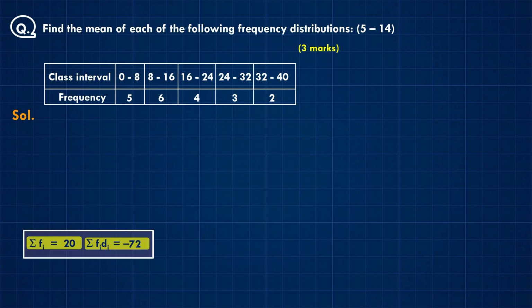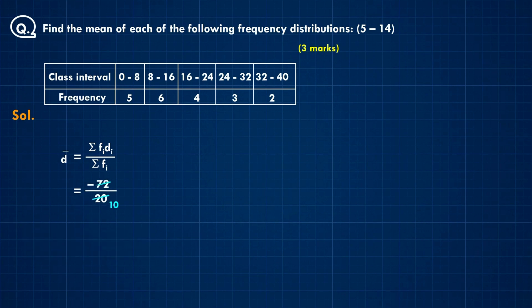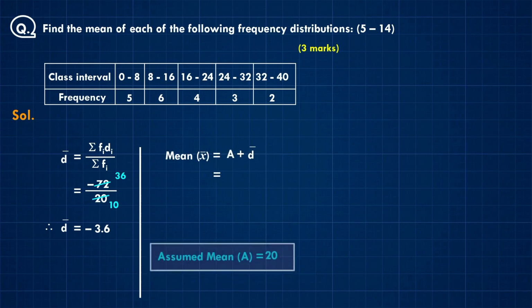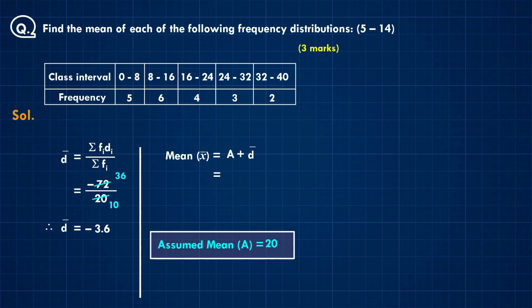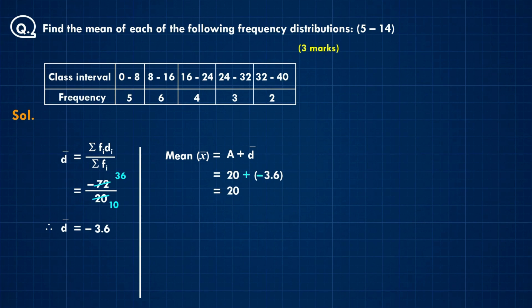So now we will calculate the d bar first. d bar will be summation of fi di by summation of fi. So now put all these values and calculate. So d bar is equal to minus 3.6. So mean will be a plus d bar, where a is already considered as 20. So 20 plus minus 3.6, that is 20 minus 3.6, which is coming 16.4. So that is the mean value using the assumed mean method.